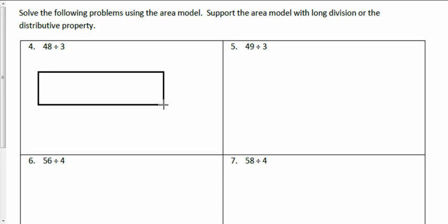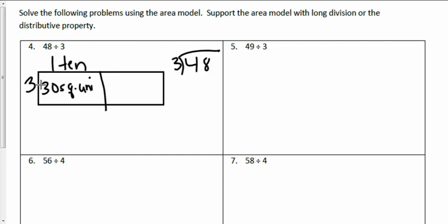Now, it says that I can use a distributive property or long division. I'm going to do both just in case, but you can decide to do one or the other. All right, so I'm going to do 48 divided by 3. All right, so my width is 3 here. So I've got 4 tens divided by 3. So I could only put 1 ten in there. All right, so that would give me 30 square units.